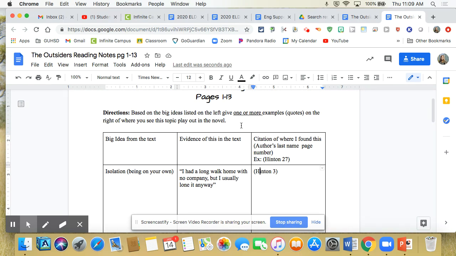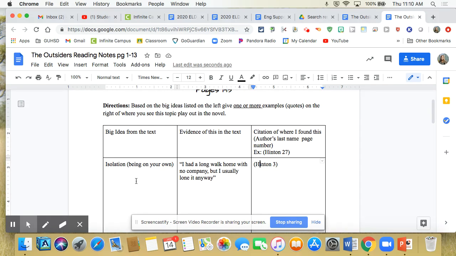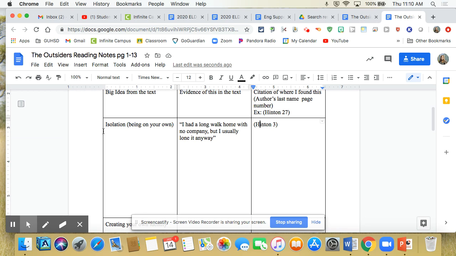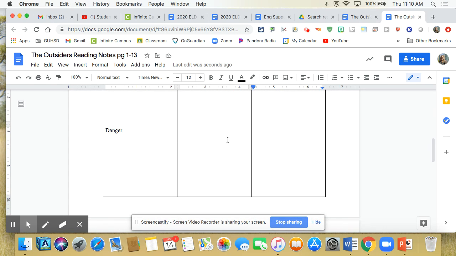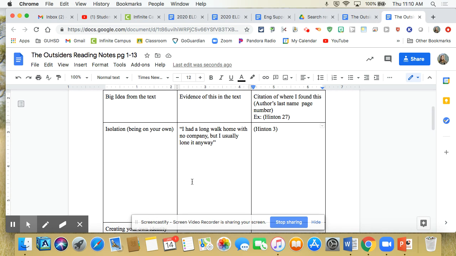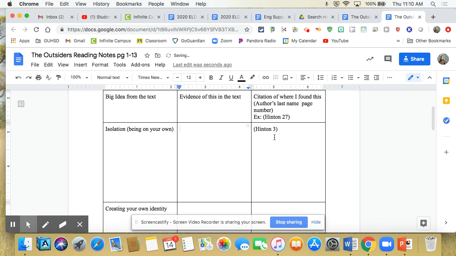Now, for today, I'm only asking you for one example or one quote for each of these big ideas. So one for isolation, one for creating your own identity, and one for being in danger. Later on, I'm going to ask you for several examples of each one or more than one. Usually it'll be 2 or more.